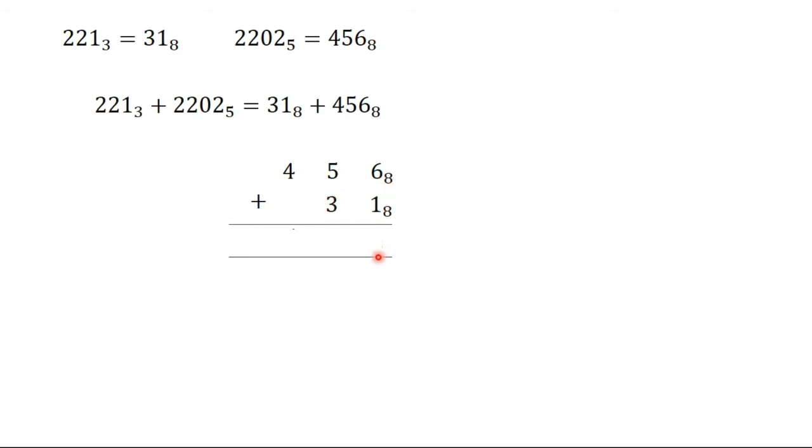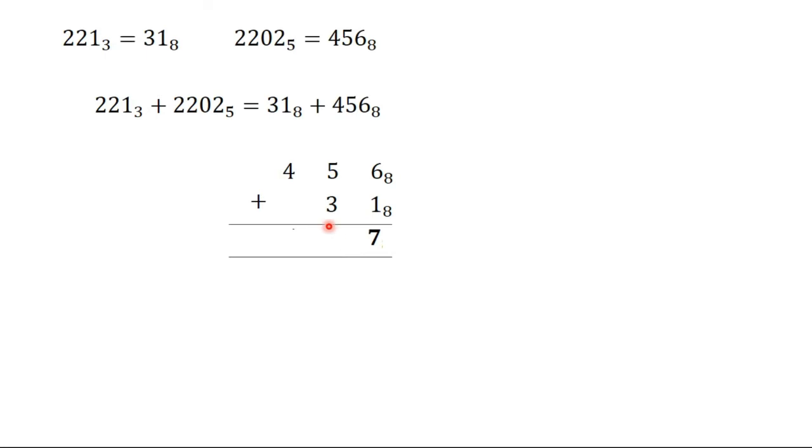So we are now doing the addition. Remember, we are working in base 8. So 6 plus 1 will give us 7. In base 8, we can write 7. So we write it there as 7. Now 5 plus 3 will give us 8. We are working in base 8, so we can't write 8. So 8 in base 8 will give us 1, remainder 0.